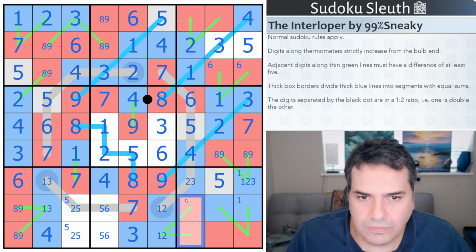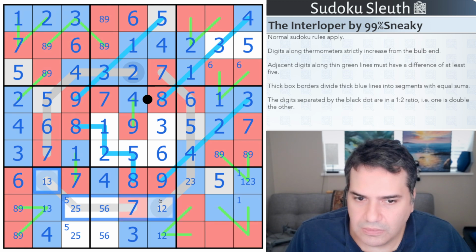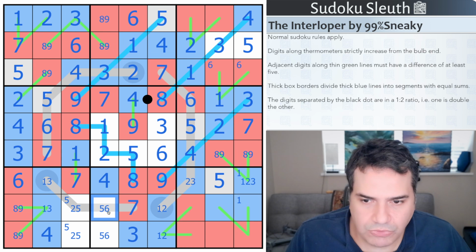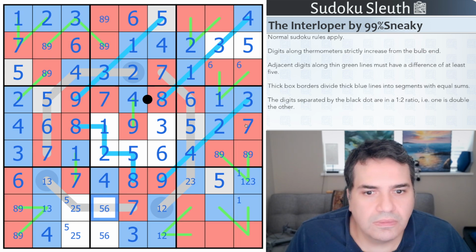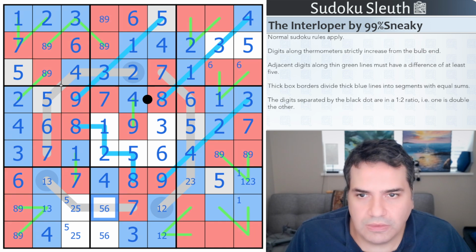1 and 2. Yeah, I can have anything in here. 7, 8, or 9. 1, 2, 3. Not really resolved. 2, 5, or 5, 6 again. Not really resolved. What am I missing? I've done all the region sum lines. These are still not resolved.